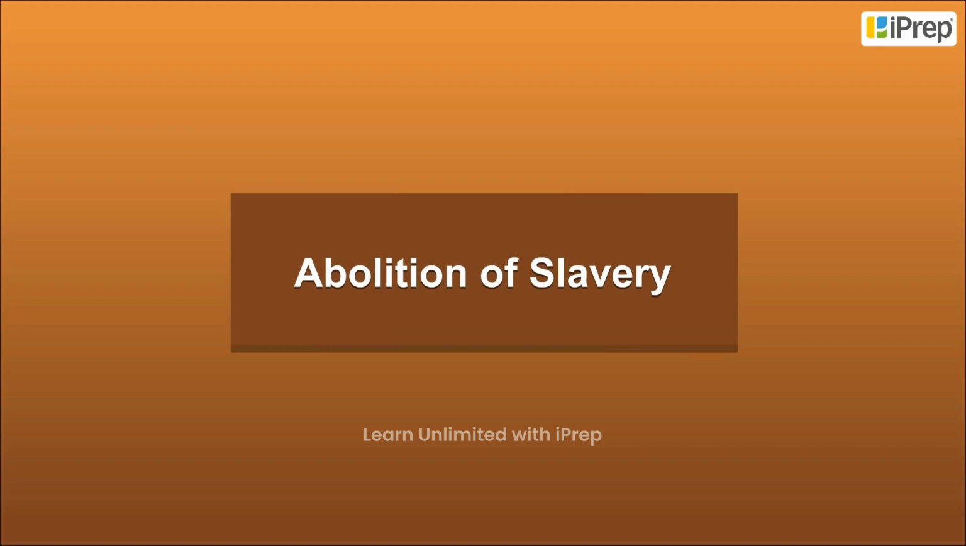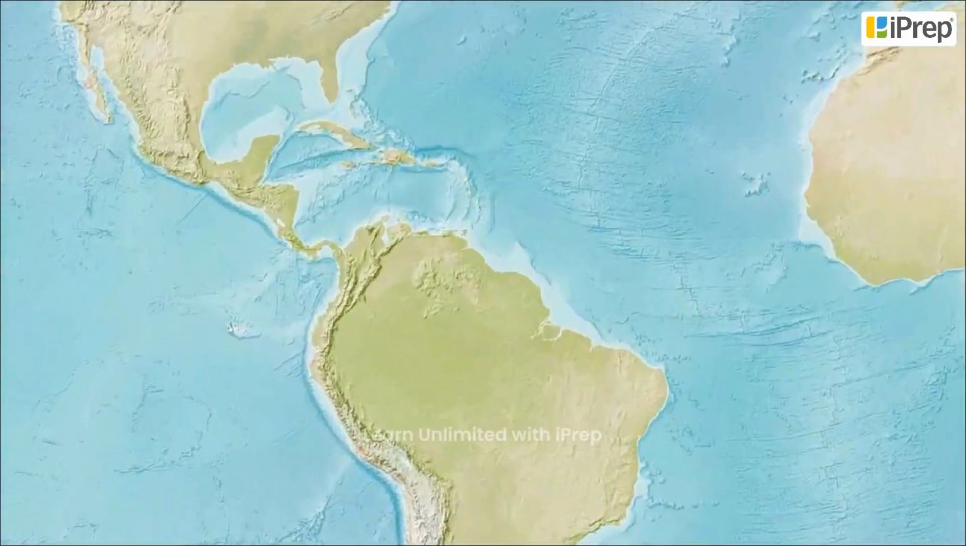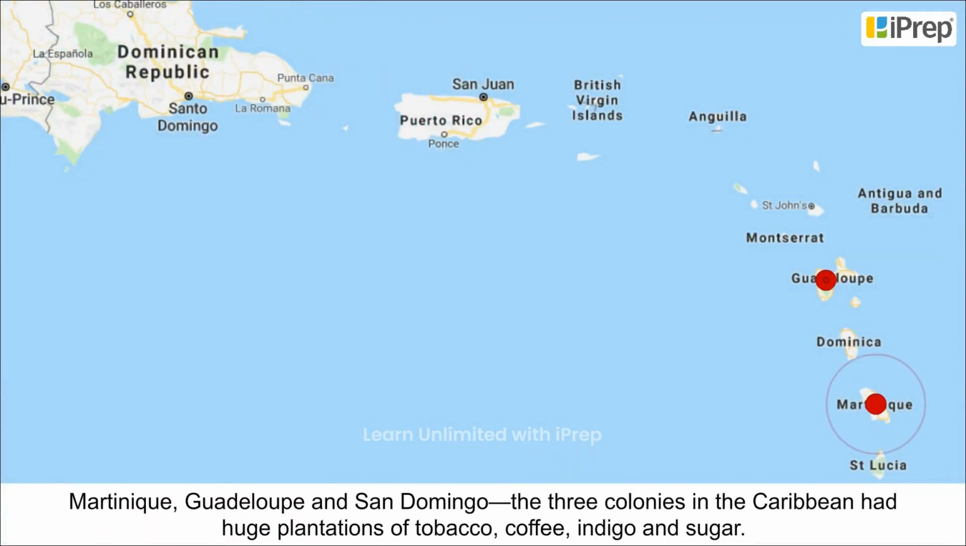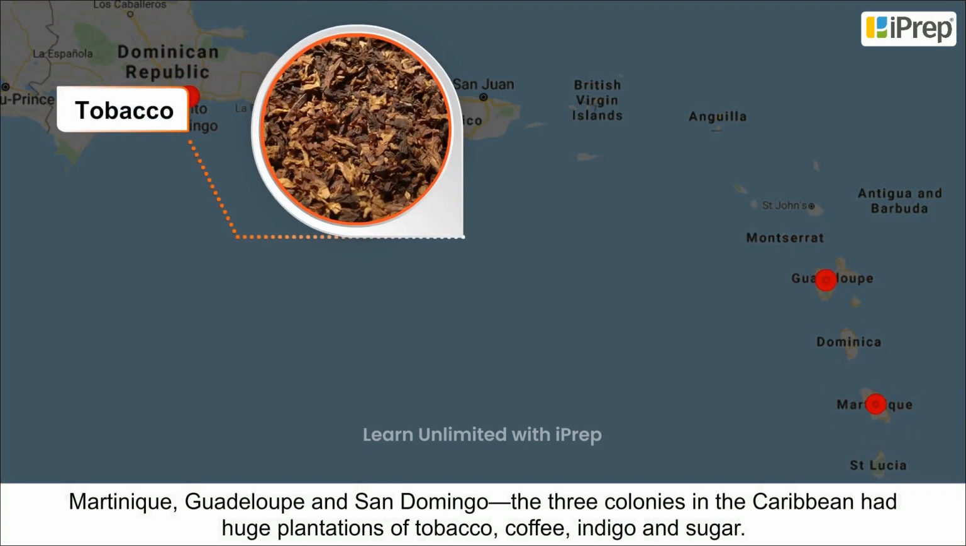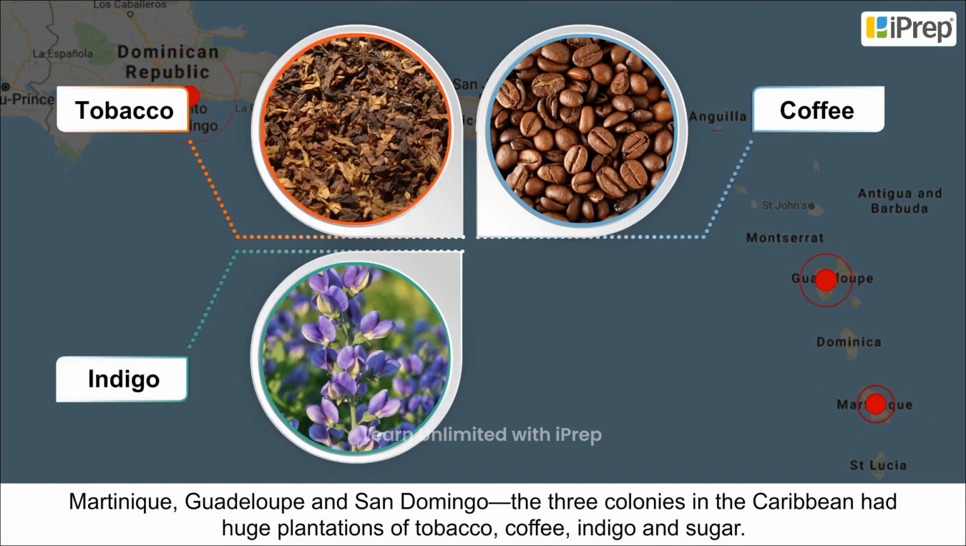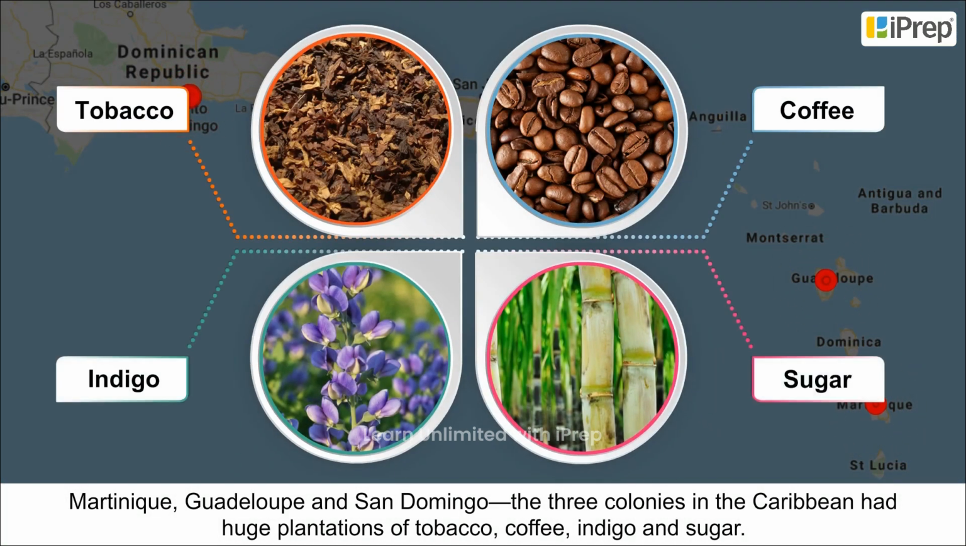Abolition of Slavery. Martinique, Guadeloupe, and San Domingo, the three colonies in the Caribbean, had huge plantations of tobacco, coffee, indigo, and sugar.